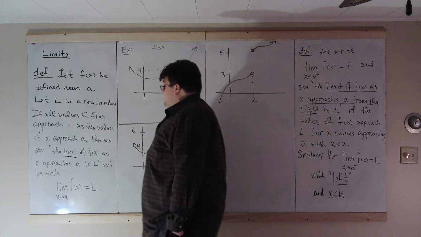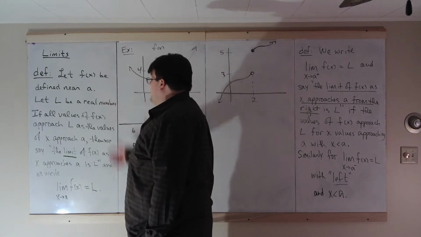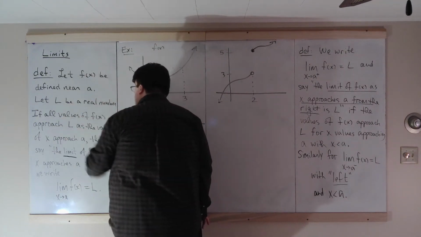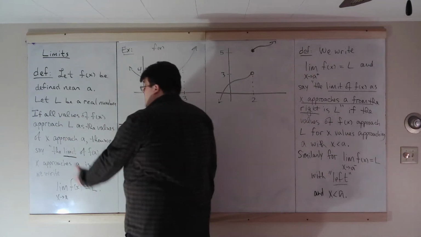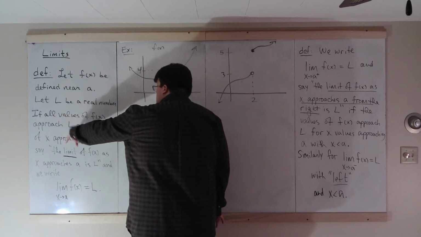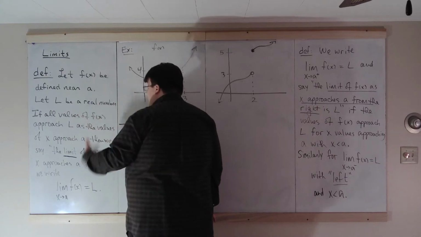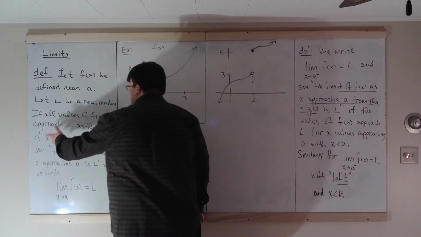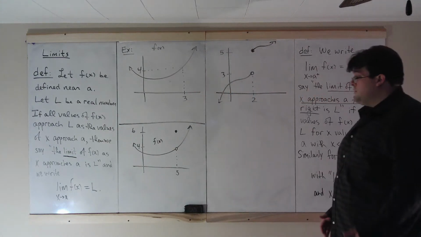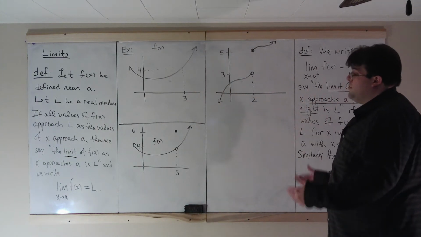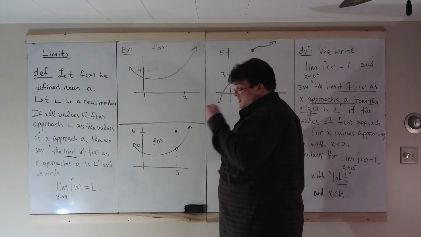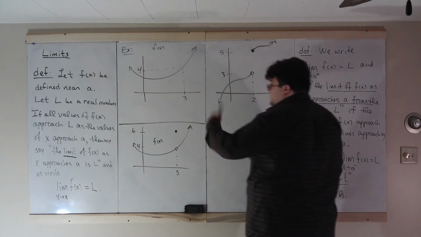So the definition of a limit here says if all values of f of x approach some number L as x values approach a. So right here we're looking at the x and y axes. If on the y-axis the function approaches L, as on the x-axis x values approach a, then the limit as x approaches a is L. The limit of f of x as x approaches a is L. So let's look at this example. Well, let's look at these three examples actually.